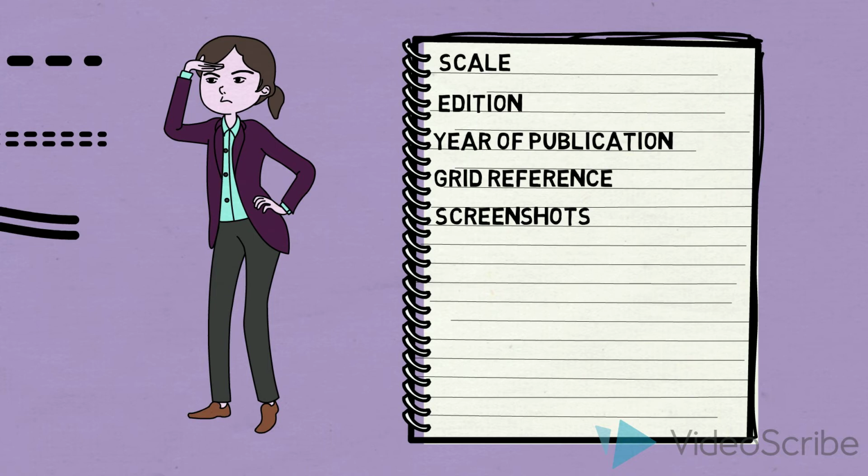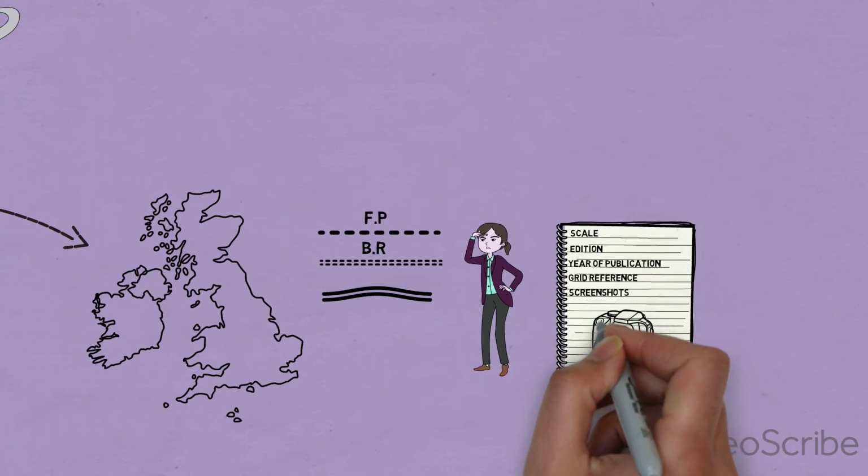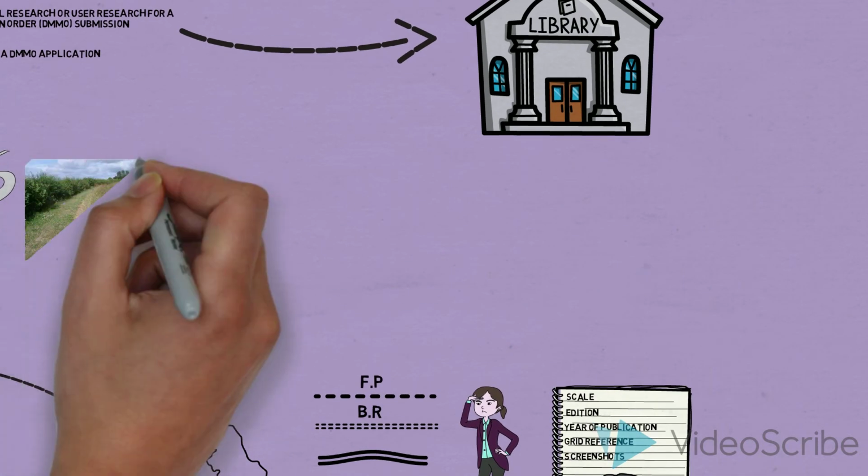You can also take a screenshot of the route. A definitive map modification order application is not published and is exempt from copyright regulations, so you can easily insert screenshots, photographs, or copies of the evidence into your application.